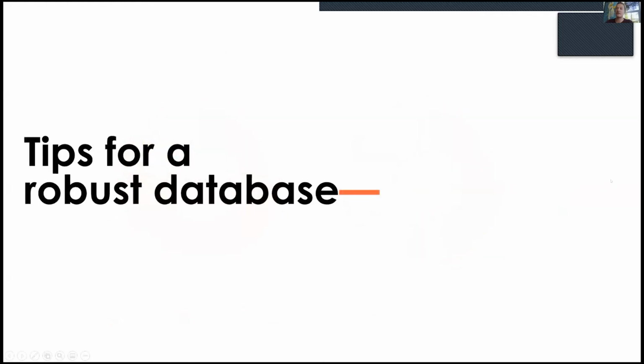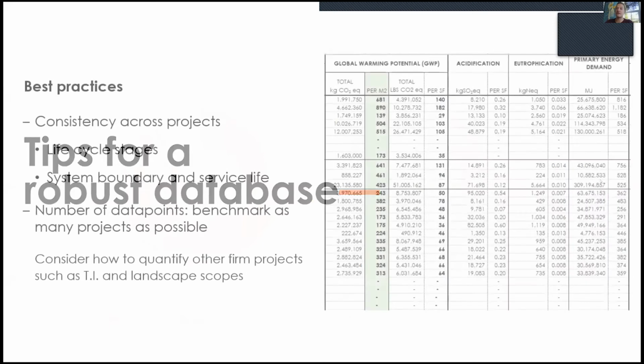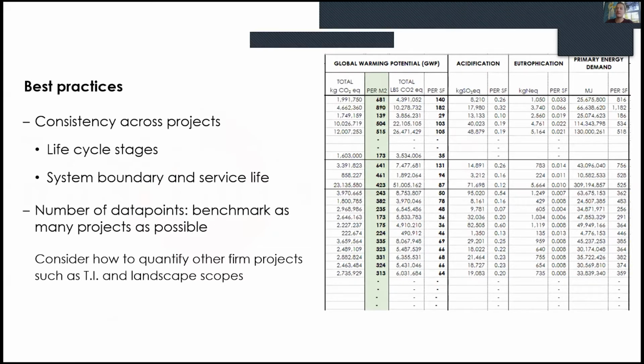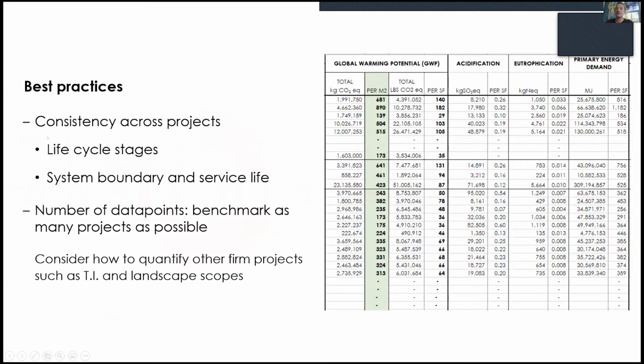And so then, much like Jess was saying, you know, we're really trying to build consistency across projects. Need that to be able to benchmark and to compare, and includes, you know, what life cycle stages are you using? What are you including? What's the scope? And then really just trying to quantify as many projects as we can.